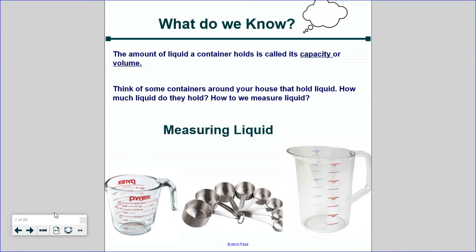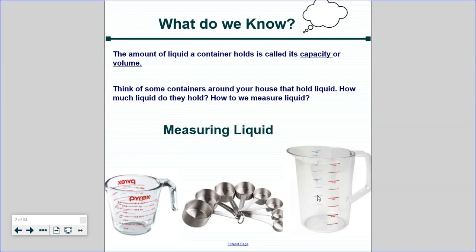So first, let's talk about what capacity is. The amount of liquid that a container holds is called its capacity or its volume. We might use both words. They mean the same thing in this instance. So the best thing you can do when we're learning about things like capacity is think about things in your house that you use to hold or measure liquid. Things like cups, measuring cups, water bottles, things you use to water your plants. So anything that can hold a liquid has a capacity, it has a volume. And what that means is how much it can hold.